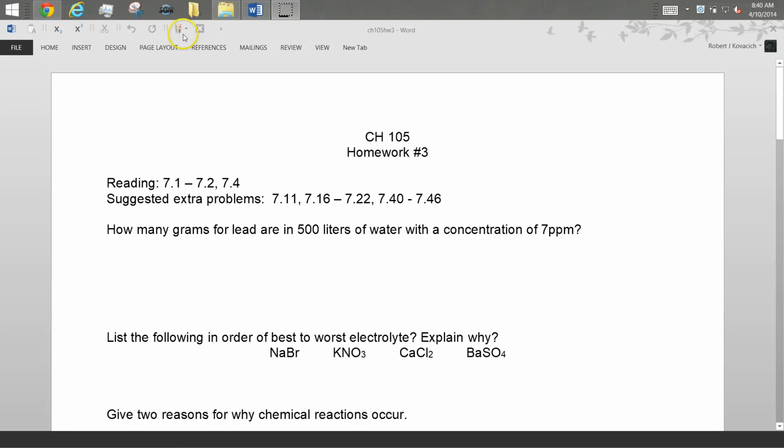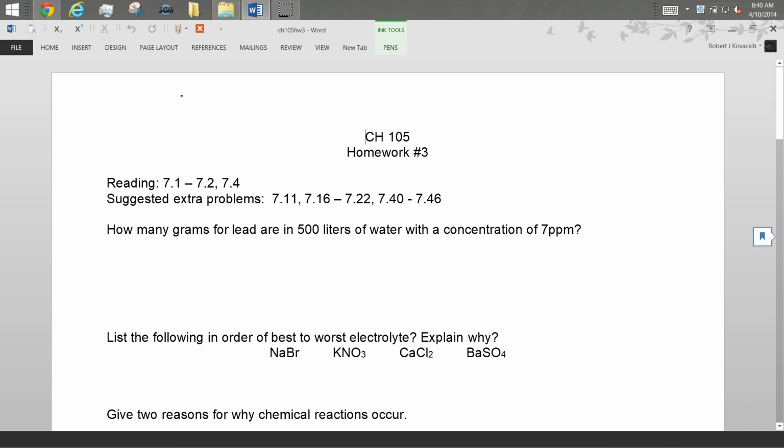Okay, for this first question up here, we're trying to figure out how many grams of lead are in this 500 liters of water. Some stuff you have to remember: we're looking for mass to mass. That's what the parts per million is. It's mass of solute, so mass of lead, which is what we're looking for, divided by the mass of the solution, which in this case is this water. Then you multiply by 1,000,000, and that equals 10 to the 7th.